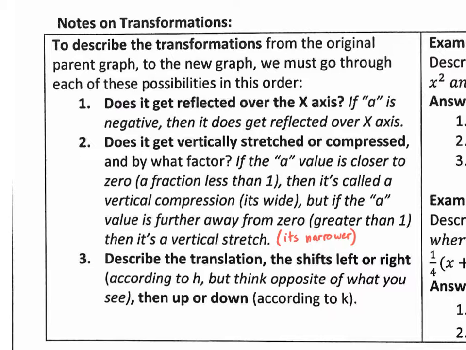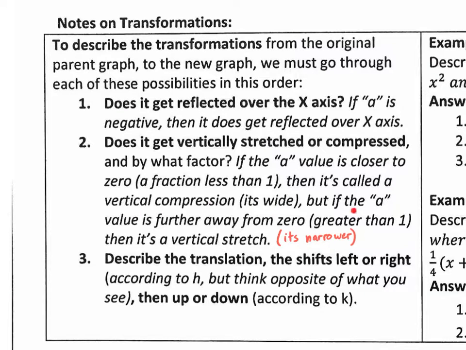After saying that it got reflected, if it opens down, then does it get vertically stretched or compressed? What does that mean? Does it get wider or narrower, right? And also by what factor? I know that sounds confusing, but the factor just means by what number. It's the a value. That's your factor. So if the a value is closer to 0, as a fraction less than 1, then it's going to get wider. That's called a vertical compression.